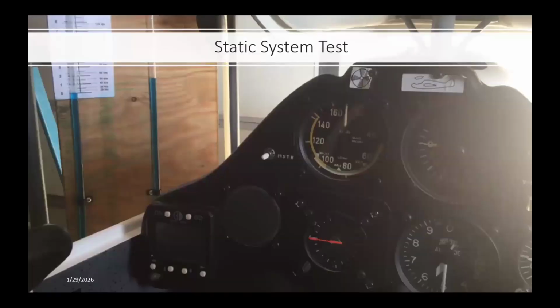So I was working with this aircraft, and we're going to check the altimeter. That's down here in the bottom right.